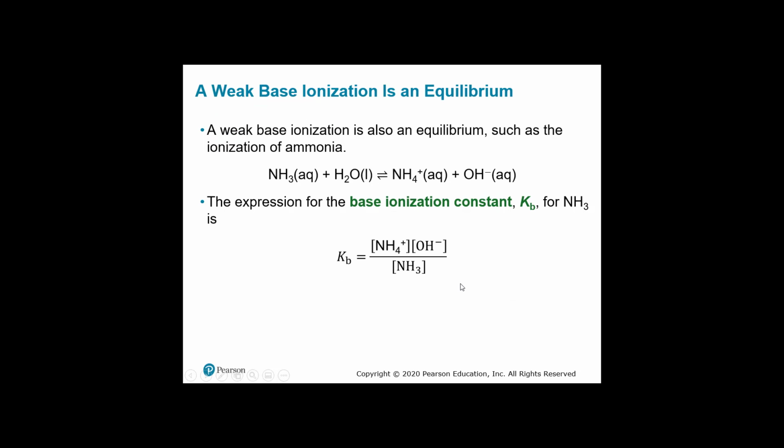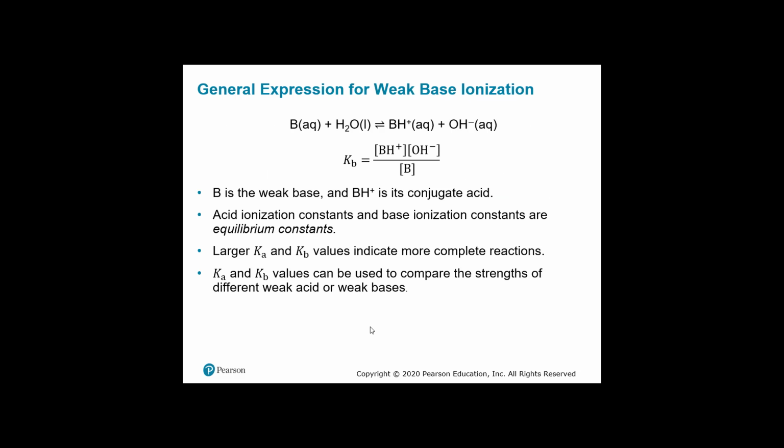A weak base ionization is also in equilibrium. Here's an example of ammonia. Ammonia in the presence of water produces ammonium ion and hydroxide ion. We set this up, instead of a Ka, as a Kb, but we set it up the exact same way, as long as you understand that this is a base ionization constant. It's the weak base that's dissociating, and how much of it dissociates with the hydroxide ion. B is the weak base, and BH plus is the conjugate acid.